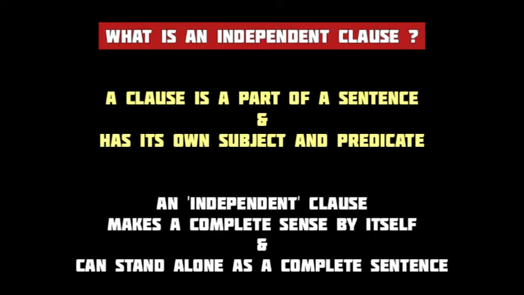Well, as you know, a clause is a group of words containing a subject and a finite verb and forms a part of a sentence. You see, although a clause is a part of a sentence, if it makes complete sense by itself and can stand alone as a complete sentence, it's called an independent clause. In other words, an independent clause can be used as a complete sentence by itself.